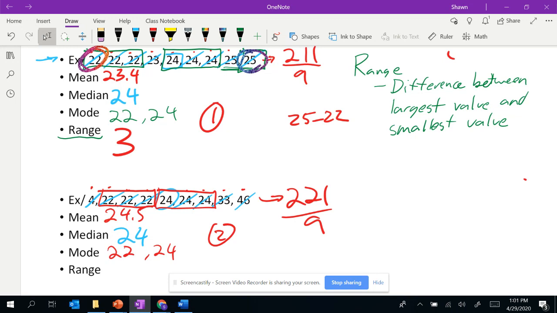So let's take a look at the range. We're going to take the biggest number, which happens to be 46, and the smallest number, which happens to be 4. So we're going to go 46 minus 4, and that's going to equal 42.